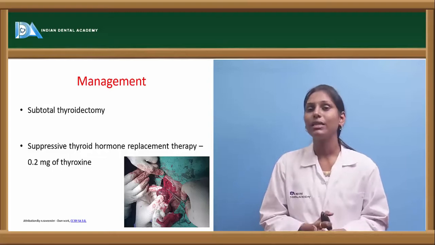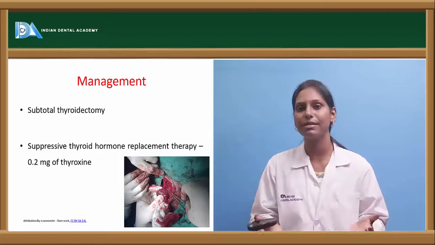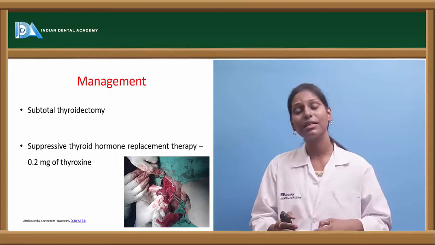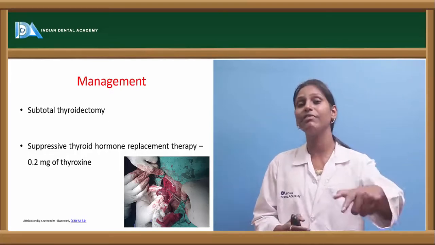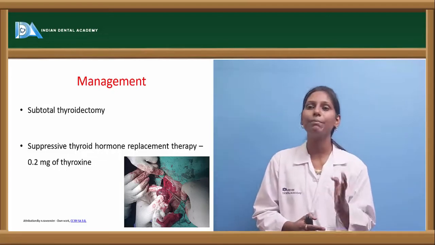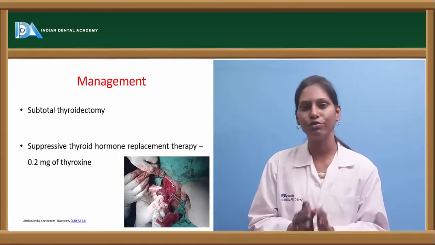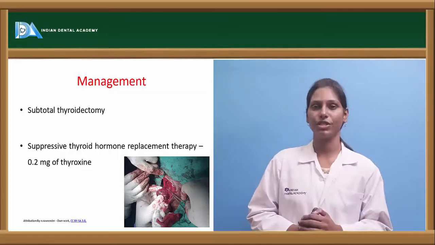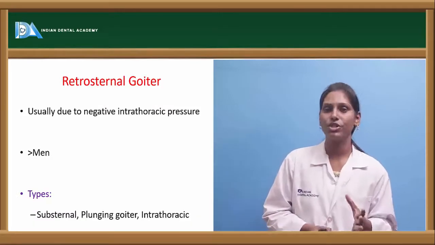When we are doing the subtotal thyroidectomy, what would be the complication? Definitely the thyroid hormones will not be present, right? We are decreasing the level of circulating thyroid hormones. Again, what happens when there is decreased circulating thyroid hormones? Your pituitary will release your thyroid stimulating hormone, which itself is a goitrogenic one. So, to reduce that, we have to give suppressive thyroid hormone replacement therapy for lifelong, about 0.2 milligrams of thyroxine as a precautionary measure to decrease the TSH levels after the surgery. Okay, so this is about the management of the simple or nodular goiter.